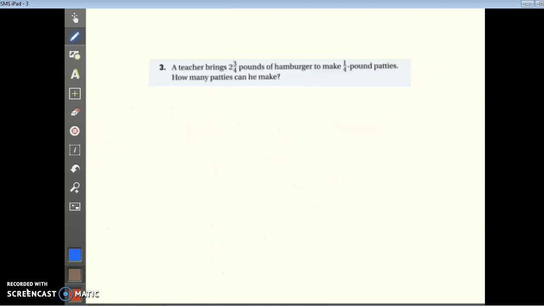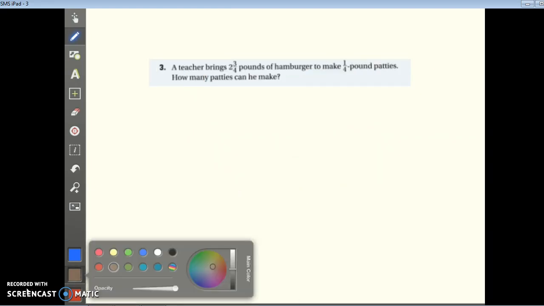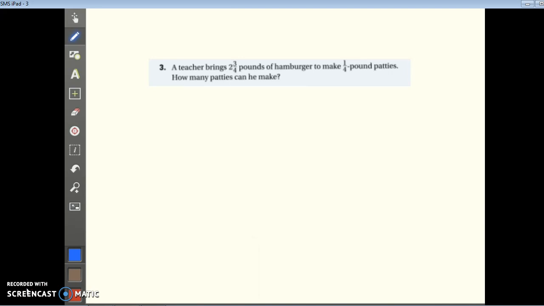Last video for this section, a teacher brings 2 3/4 pounds of hamburger. So now we have a much bigger number to make 1/4 pound patties. So we're making 1/4 pound patties. So let's start with my big number, or the part that we're going to break up, 2 3/4. And we're going to divide that into 1/4 pound patties. This one's going to be a little bit different because here's a mixed number. So my model is going to be a mixed number also.